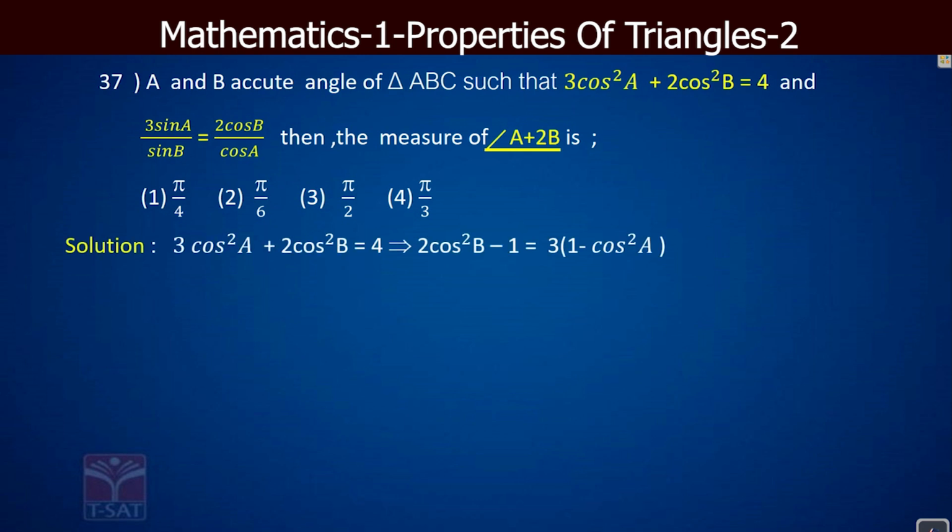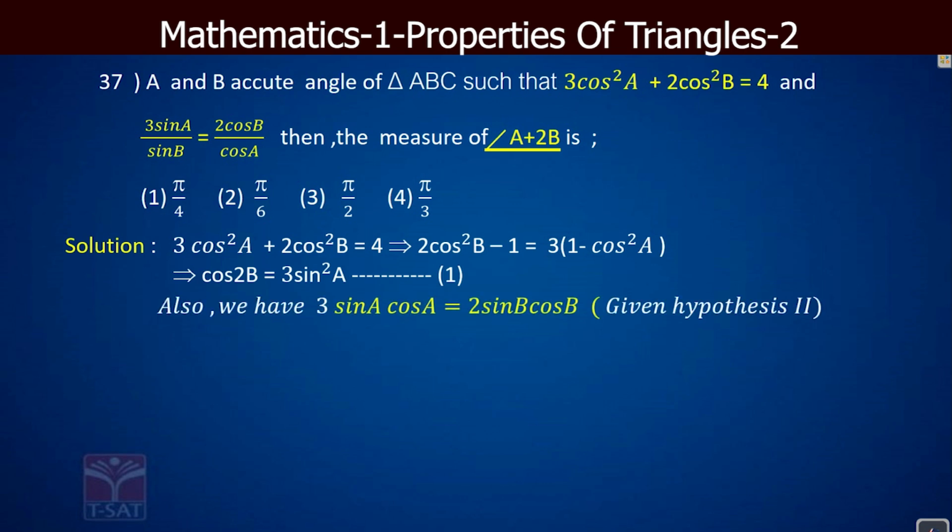3 cos square A plus 2 cos square B can be written as, now this 4 you write as 1 plus 3. So, it can be written as 2 cos square B minus 1 is equal to 3 into 1 minus cos square A. Take 1 to the left hand side and bring 3 cos square A to the right hand side. So that you will get 2 cos square B minus 1 is equal to 3 into 1 minus cos square A. So, that implies cos 2B is equal to 3 sin square A, number 1.